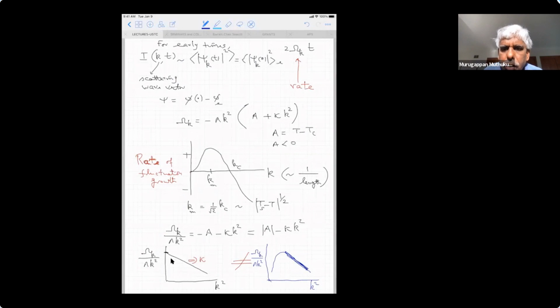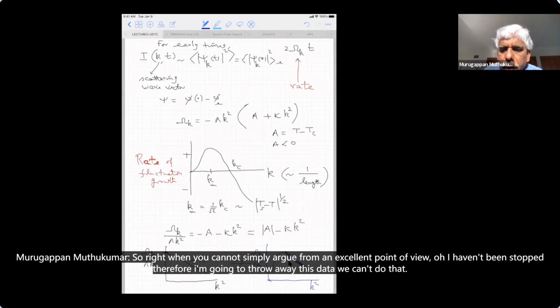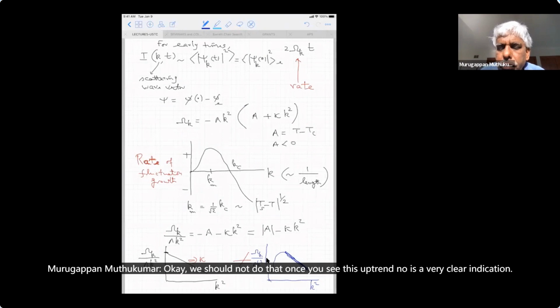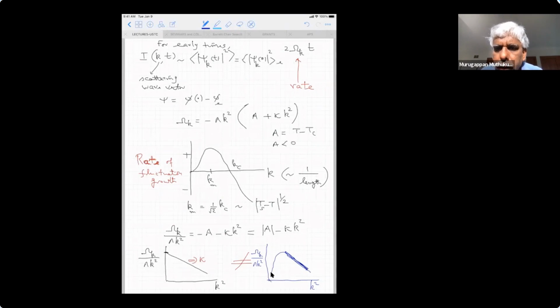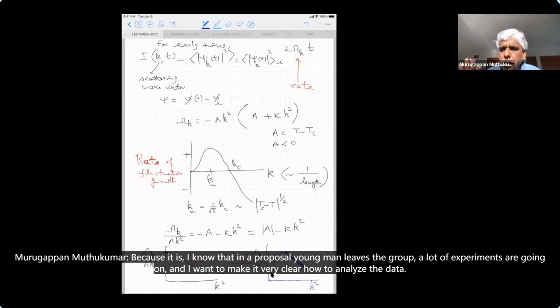So you cannot simply argue from an experimentalist point of view, oh, I have a beam stop, therefore I'm going to throw away this data. We should not do that. Once you see this upturn, it's a very clear indication that the phenomenon is not spinodal decomposition. I know that Professor Liang Bin Lee's group has a lot of experiments going on, and I want to make it very clear how to analyze the data.